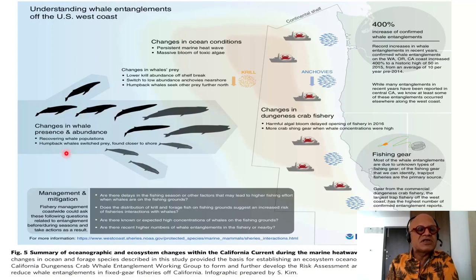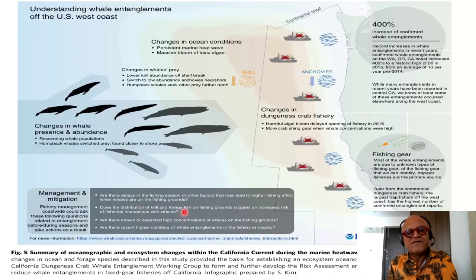Changes in whale presence and abundance, recovering whale populations. Humpback whales switched to prey found closer to the shore. So fisheries management didn't necessarily include all these things in their decision, neither did the fishermen. So management and mitigation. Fishery management coastwide could ask the following questions related to entanglement before and during seasons and take actions as a result.